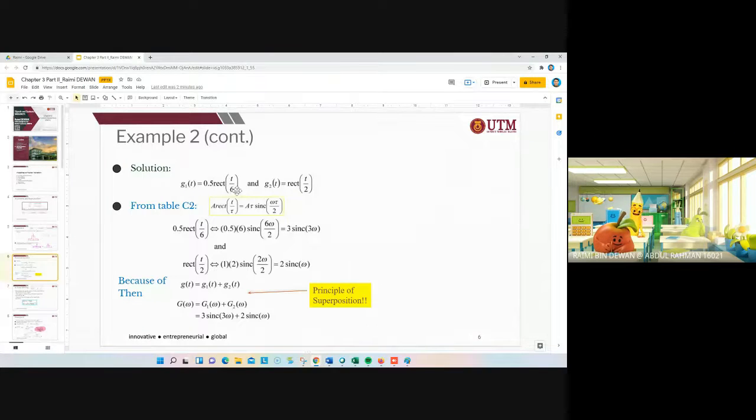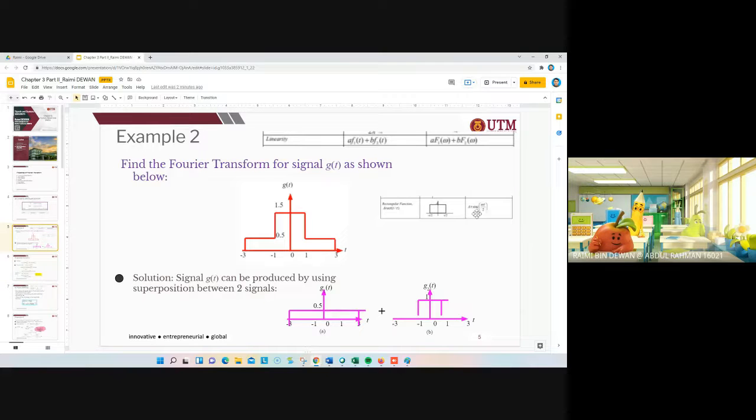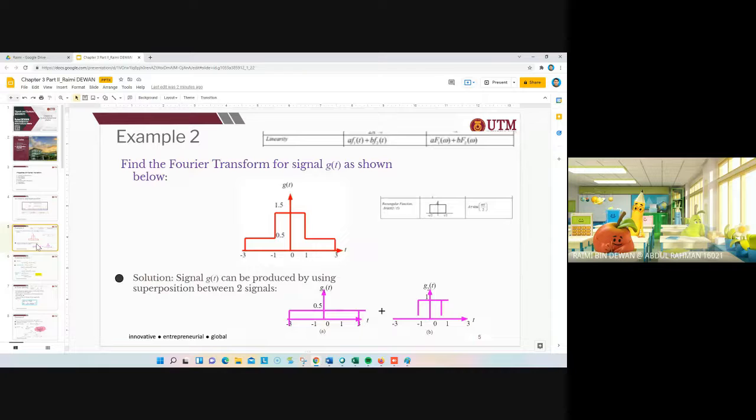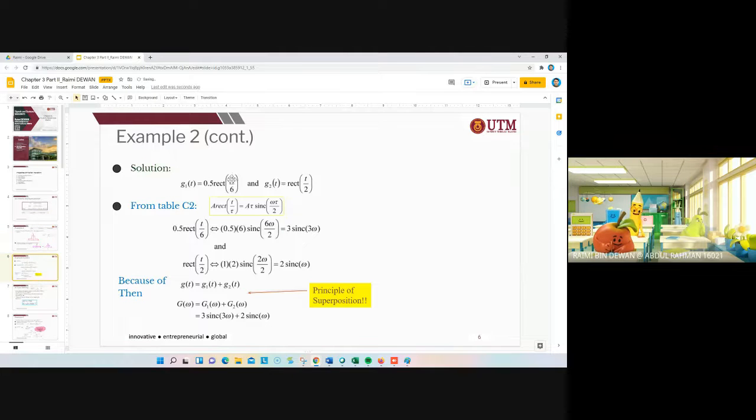So here you can see that the resultant for the individual is A tau sinc omega tau over 2. You can see this one, the A is 0.5, this one the A is equal to 1. A1 equals 0.5, A2 equals 1. So that's why you have 0.5 tau, T over 6, omega tau over 2.